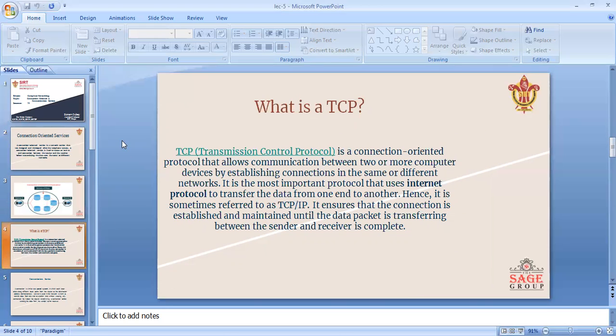Now, TCP. TCP stands for Transmission Control Protocol. It is a connection-oriented protocol that allows communication between two or more computer devices by establishing a connection in the same or different networks. If we are using the TCP/IP protocol, it uses connection-oriented services because it needs establishment and termination of the connection between sender and receiver. It is the most important protocol that uses the Internet Protocol to transfer data from one end to another. That's why it is called TCP/IP.